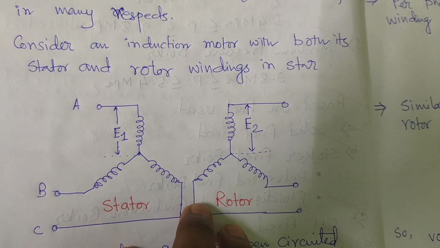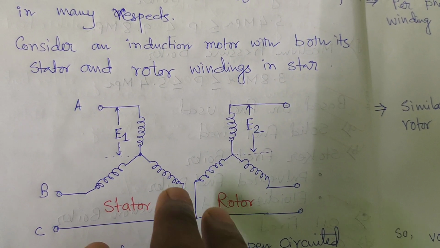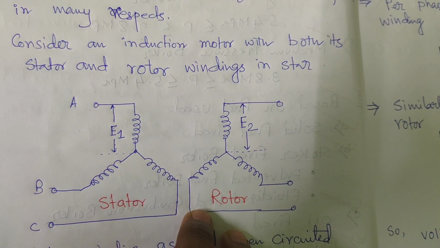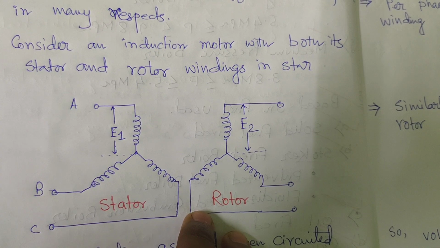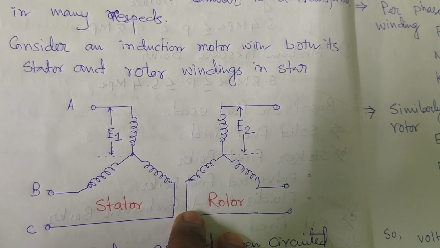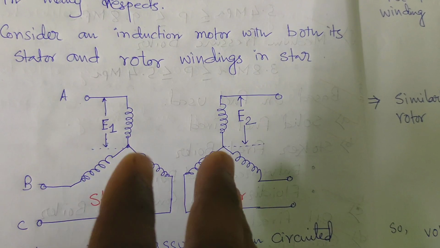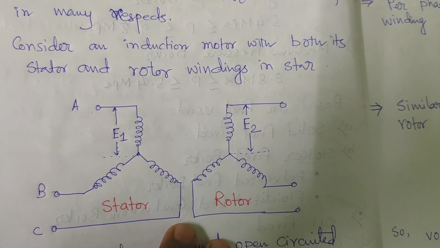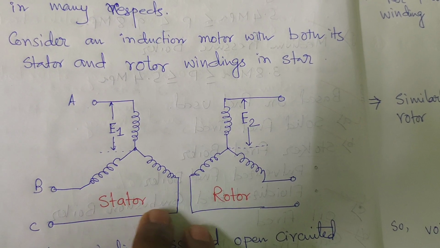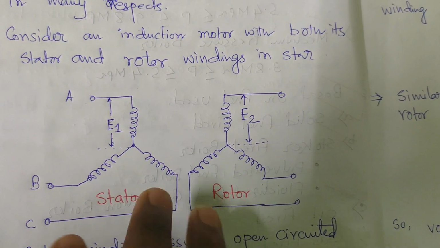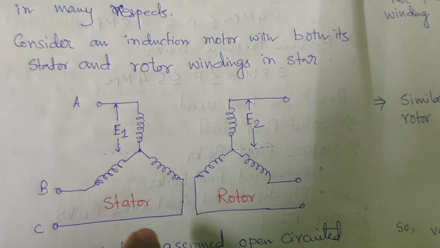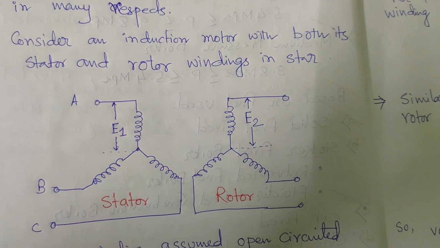Also, the stator winding of the induction motor is treated as its primary, and the rotor winding as its secondary. Similarly, the transformer has primary and secondary windings. Also, the phasor diagram and equivalent circuit of the three-phase induction motor are most similar to the transformer. So these are also similarities between the induction motor and transformer.